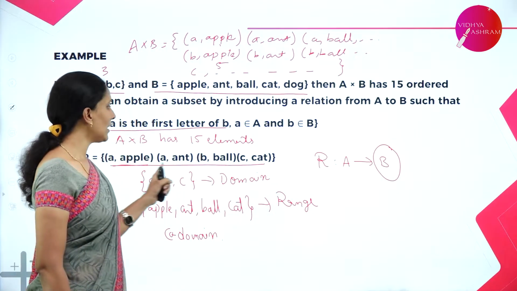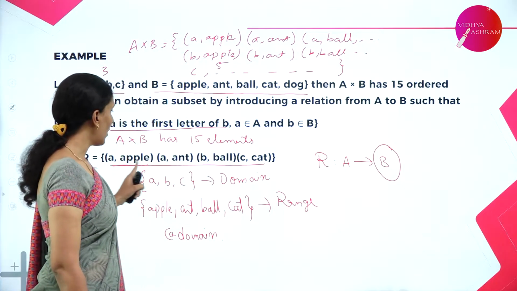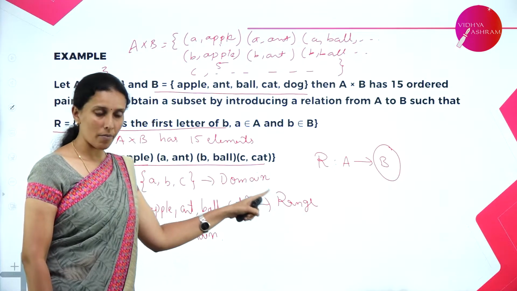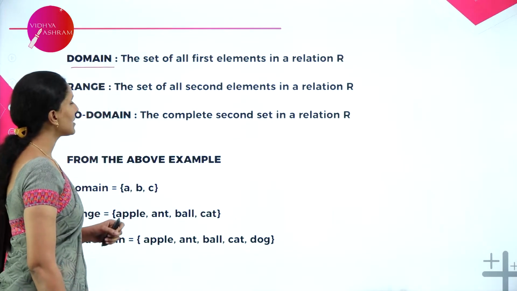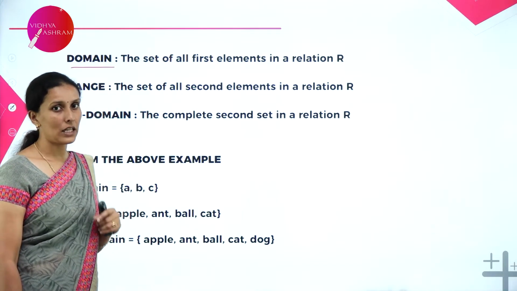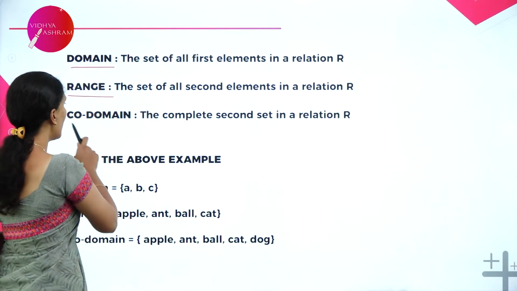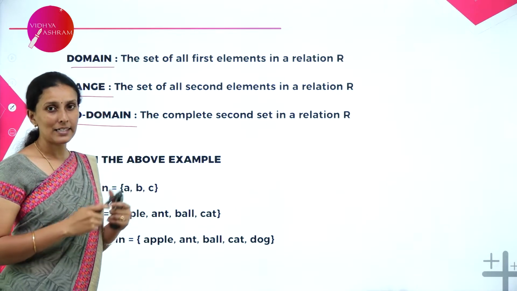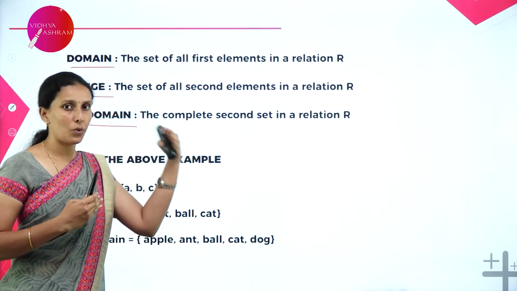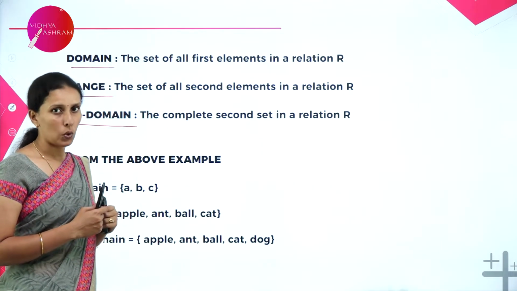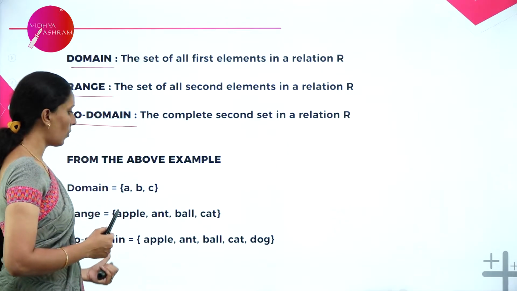And after forming the relation, in those ordered pairs, the set of all first elements is called the domain, the set of all second elements is called the range. Thus we have domain, which is the set of all first elements in the relation R, range, the set of all second elements in the relation R, and codomain, the complete second set in the relation. Say, when I am defining a relation from set X to set Y, then set Y is called the codomain. So, from the above example, this is the domain, range and codomain we have got.